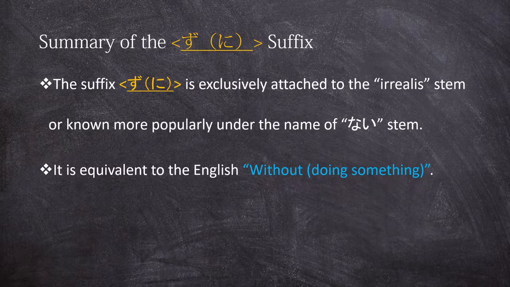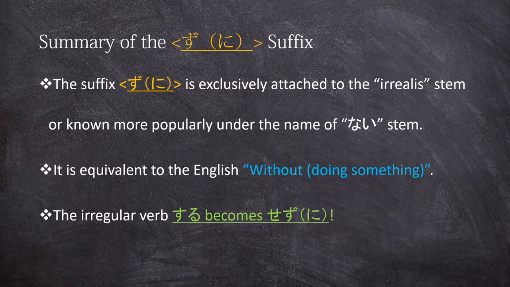The second thing is that zu ni is roughly equivalent to the English "without doing something." And the final characteristic worthy of note before we go with the examples is that the irregular verb suru becomes sezu ni when you want to use this suffix.